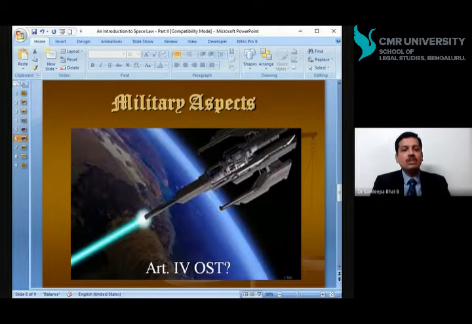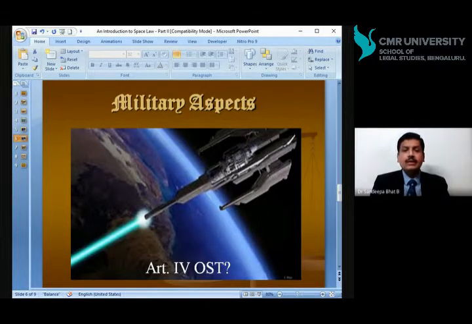Finally, when the Outer Space Treaty was drafted, Article 4 was incorporated for the purpose of preventing military uses. In fact, there are other indirect provisions also in the Outer Space Treaty, like Article 1, which says that outer space and celestial bodies should be used for everyone's benefit and interest. So military activities might go contrary to everyone's interest and benefit.